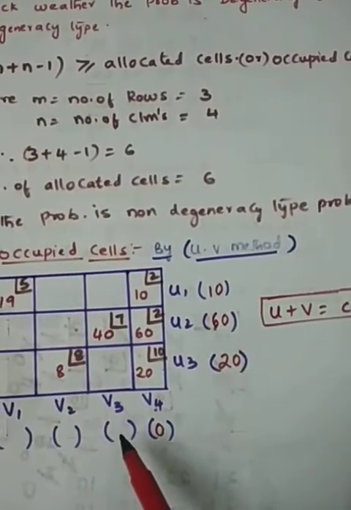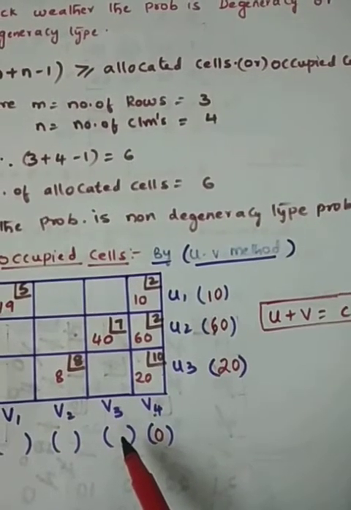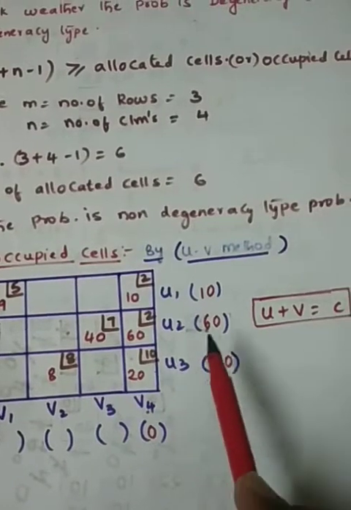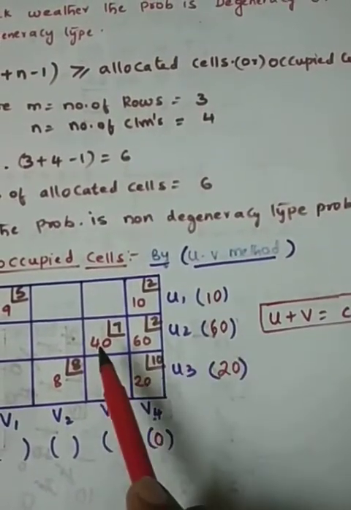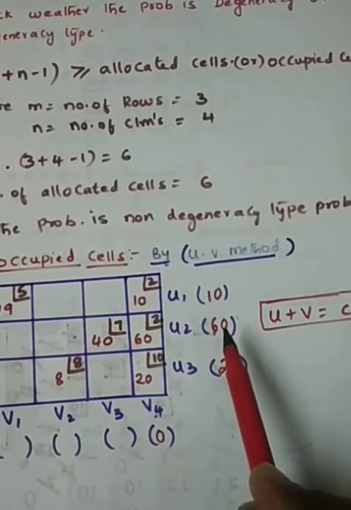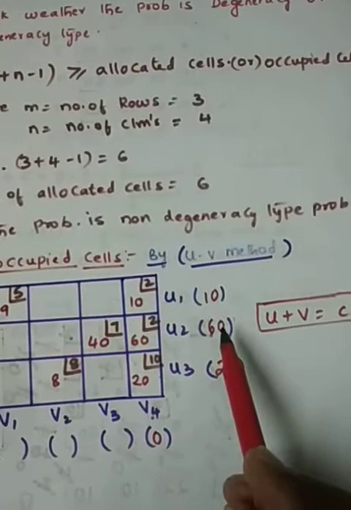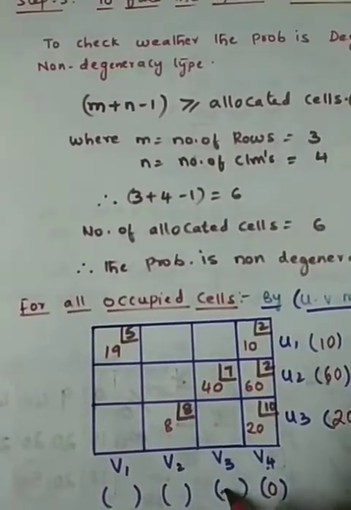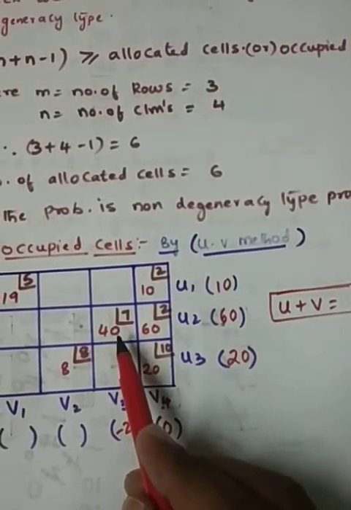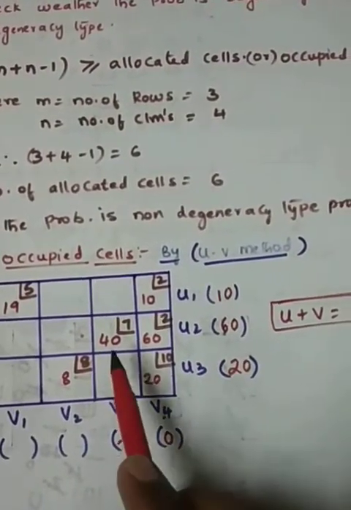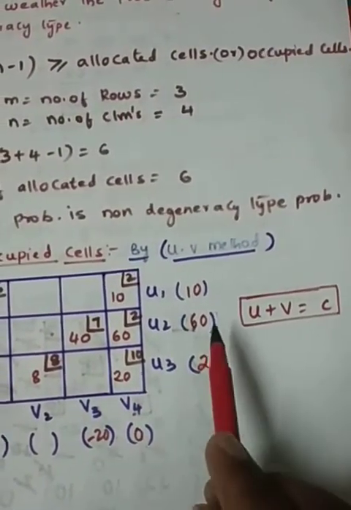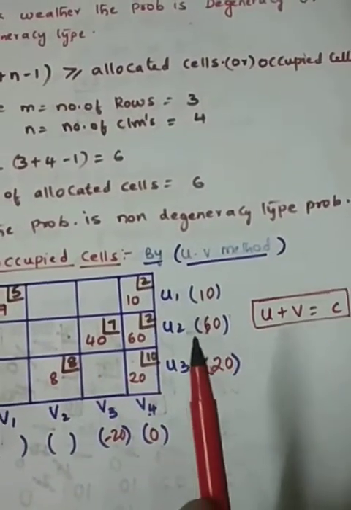So you should either add or subtract according to the requirement to get this particular value. If you add something to this 60, you won't get 40, so you need to subtract. How much do you need to subtract? 20. So I will write it here as minus 20. 60 minus 20 will become 40. I hope you have understood. So U value is 60, V value is minus 20. 60 minus 20 should become 40, right?